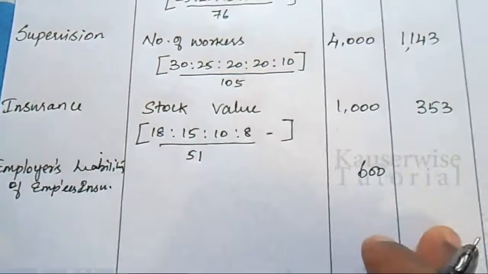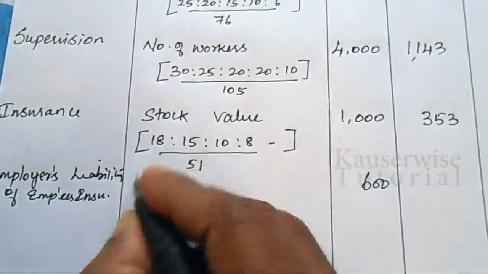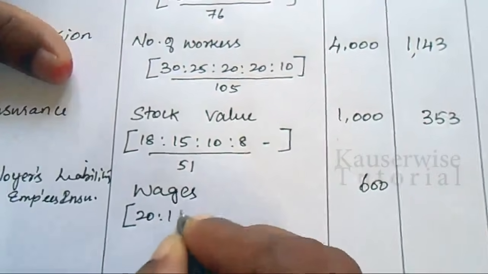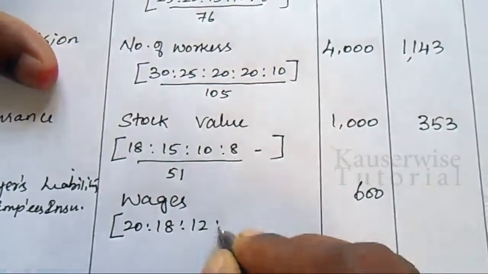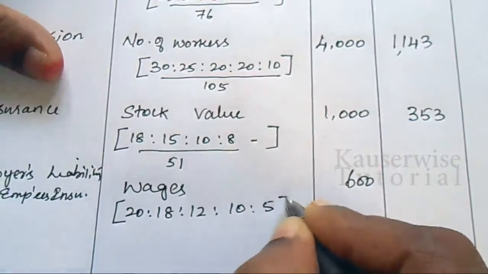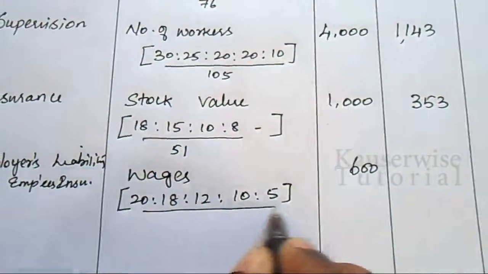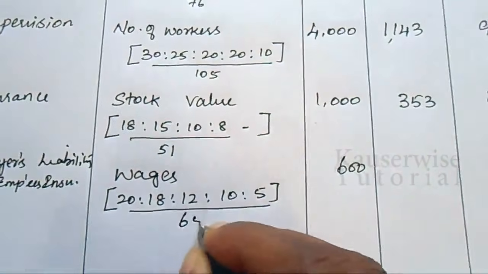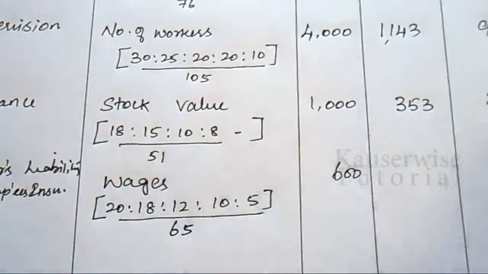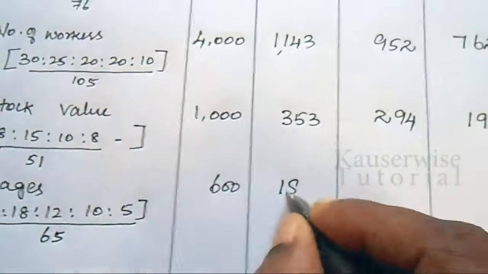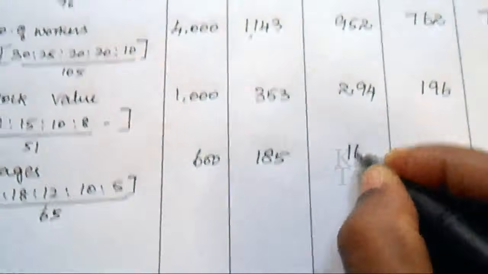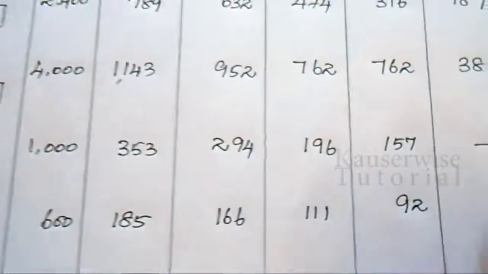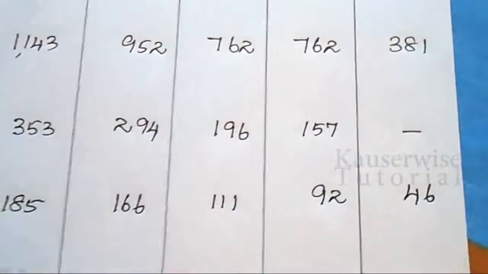On what basis are you going to apportion? Wages. 20:18:12:10:5. What is the total? 20 plus 18 plus 12 plus 10 plus 5, 65. So with this you can allocate this expense: 185, 166, 111, 92 and 46.